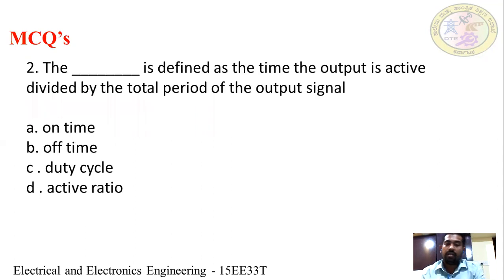Second question. The dash is defined as the time the output is active divided by the total period of the output signal. Option A on time, option B off time, option C duty cycle, option D active ratio. Let's check the answer. That is option C, duty cycle, defined as on time to the total time.